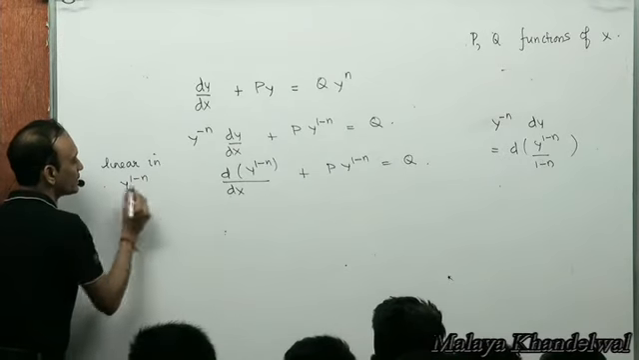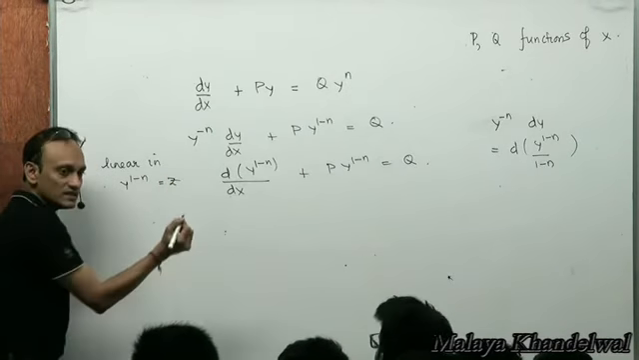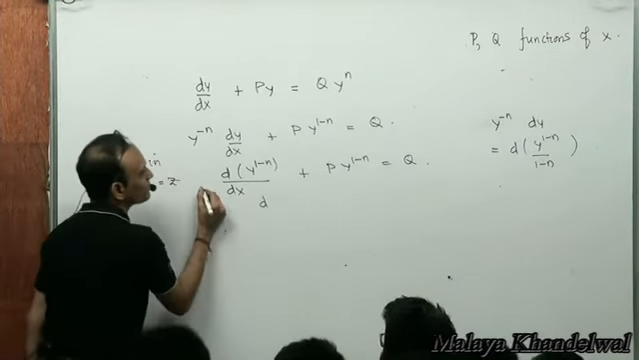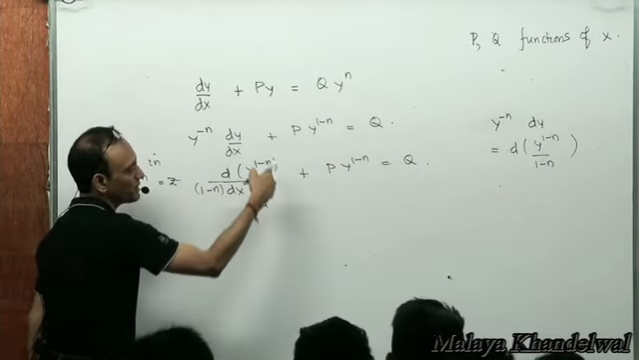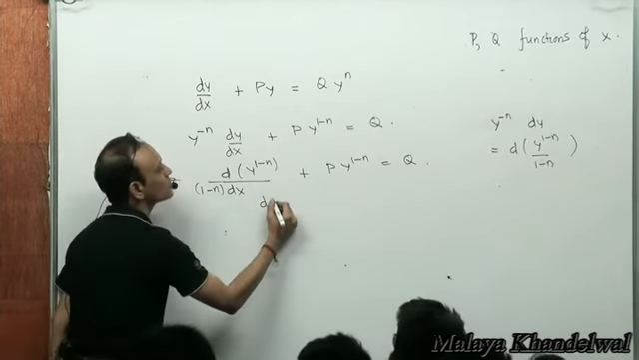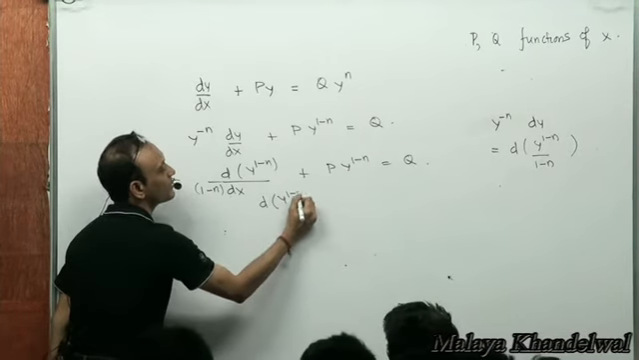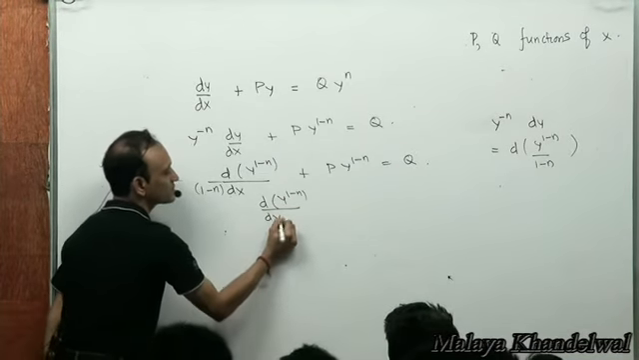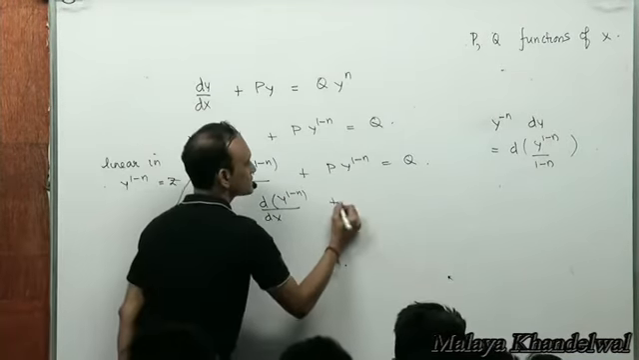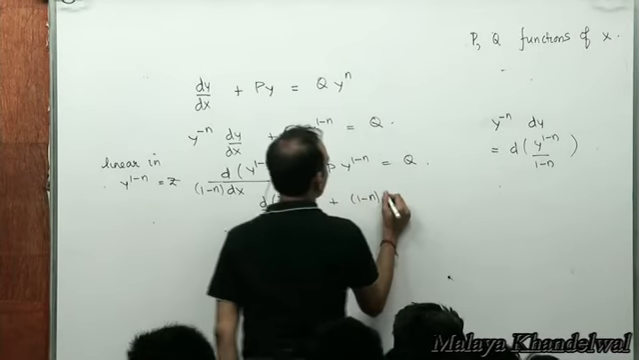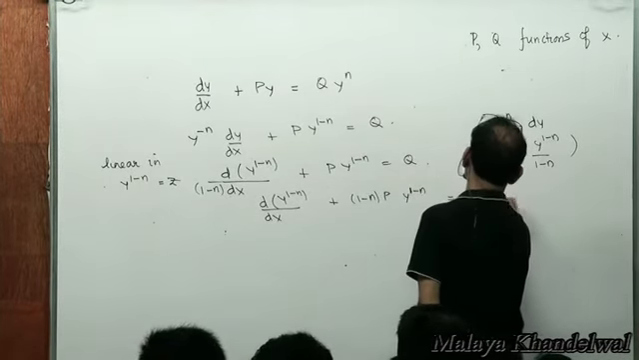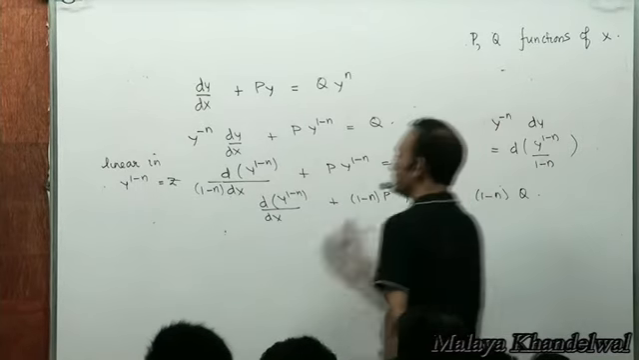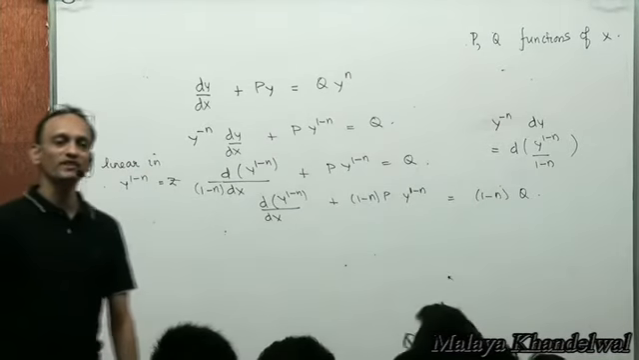So you can take y to power 1 minus n as some z. So this is like divided by 1 minus n. This 1 minus n I missed out. I multiply throughout by 1 minus n. So I have d of y to power 1 minus n dx plus 1 minus n into p y to power 1 minus n equal to 1 minus n into q. This is what I get, multiplying throughout by 1 minus n.